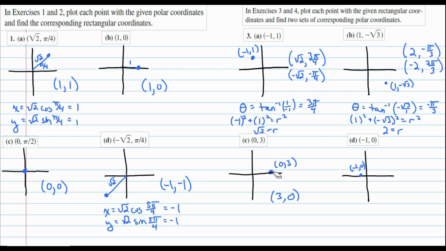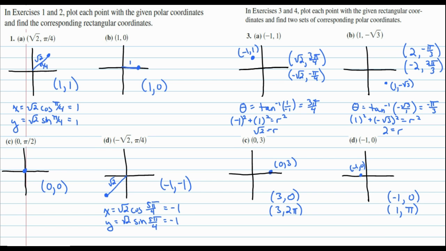Part C, 0, 3. That's a rotation of 0, a distance of 3, so the polar coordinates are 3, 0. Another way of expressing that could be 2 pi as the rotation with 3 units away from the origin. Part D, negative 1, 0. That could be any rotation, a rotation of 0 if you want, and then 1 away from the origin backwards. Or we could say that that's a rotation of pi and then a positive 1 still going along that ray to get me to negative 1, 0 in rectangular coordinates.